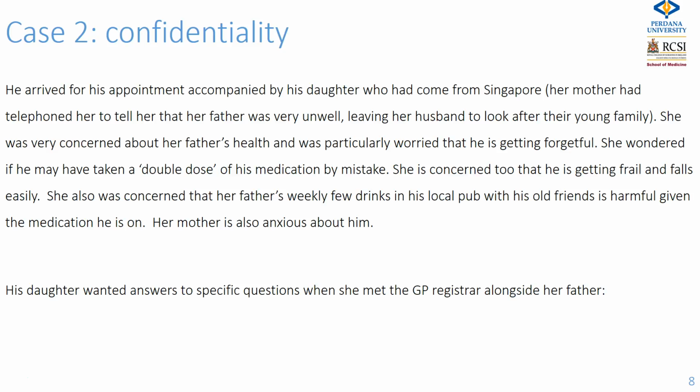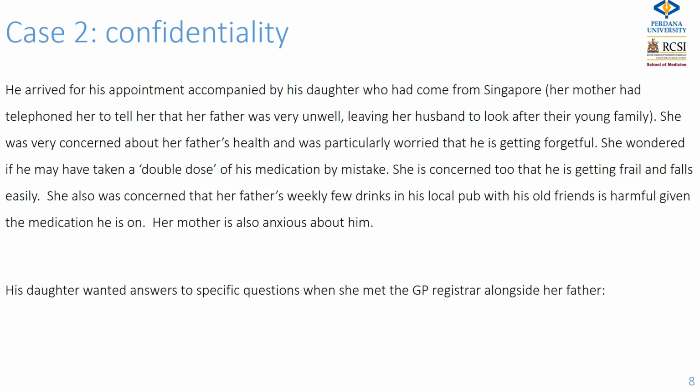She also mentioned that her father has a few alcoholic drinks in his local pub with some old friends once a week, and maybe this might be affecting him given that he's on important medication like Ramipril, bisoprolol, furosemide, and now warfarin. Her mother was also anxious about him. His daughter, when she came with him, specifically wanted answers to the following questions.